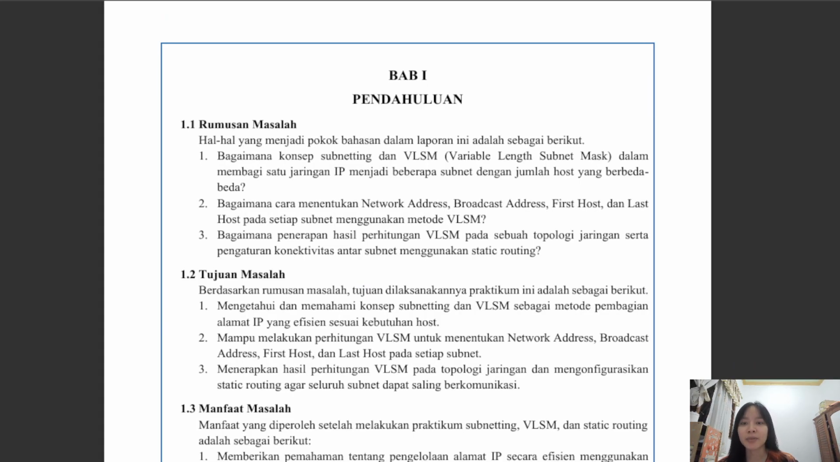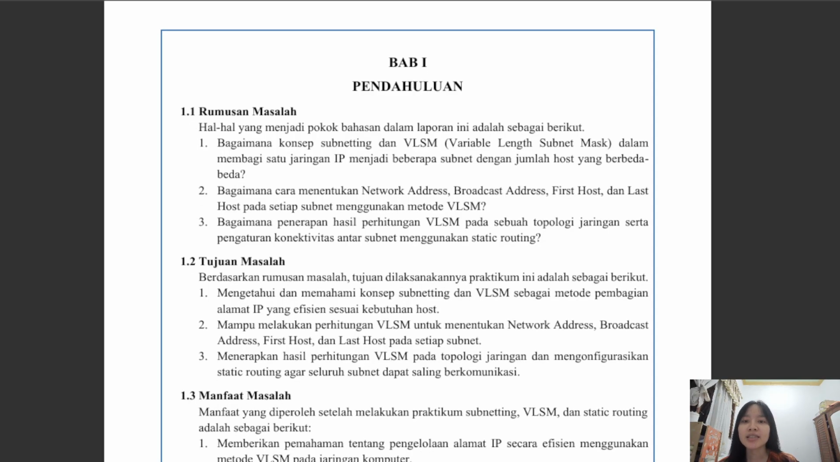And about the problem formulation, for the first one, the main topic is how the concept of subnetting and VLSM can help us to divide an IP network into several subnets with different numbers of hosts. The second one, how to determine the network address, broadcast address, first host, last host, and each subnet with the VLSM method. And the last one, how are the results of VLSM calculation applied to a network topology, and how is connectivity between subnets configured using static routing.